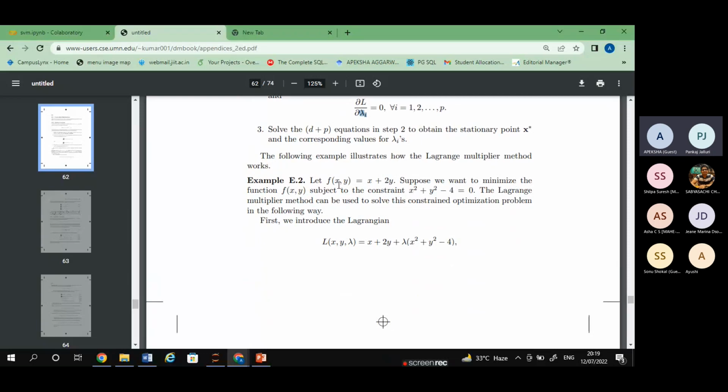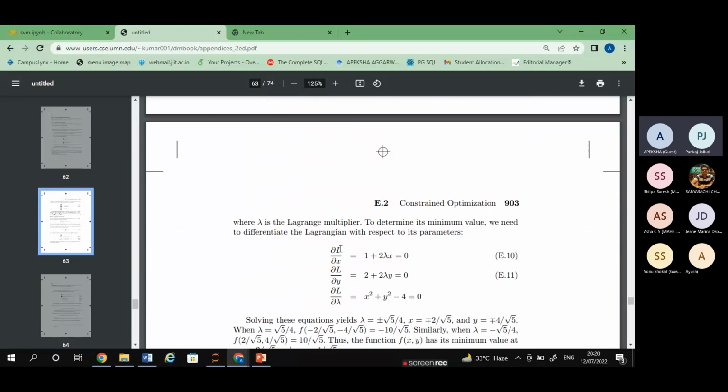So an example: suppose the function is f(x, y) equals x plus 2y, and the constraint was x squared plus y squared minus 4 equal to 0. An equality constraint is there. Okay. So the function is there and the equality constraint is there. Now what you want to do is differentiate it. You put f(x) plus lambda g(x), okay, and you differentiate this with respect to all x and all lambda.